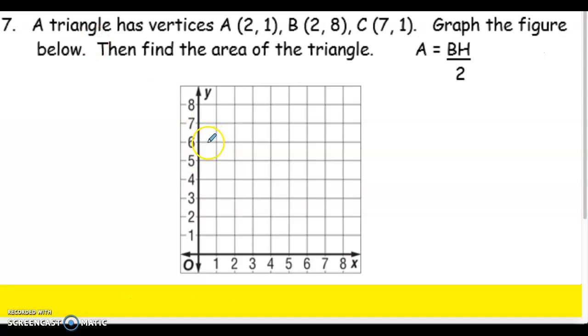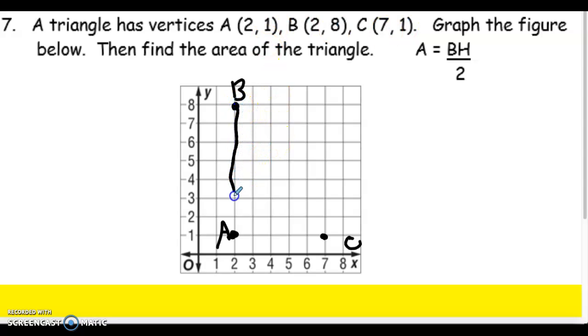Okay, so this is going to be a triangle after we graph this. So we want to plot A, which is right 2 up 1, and that's point A. We want to plot B, which is right 2 up 8, and we want to label that B. And then we want to plot C, which is right 7 up 1. You always go across first and then up. Remember, it's across, up, across, up, across, up, because they're all positive.